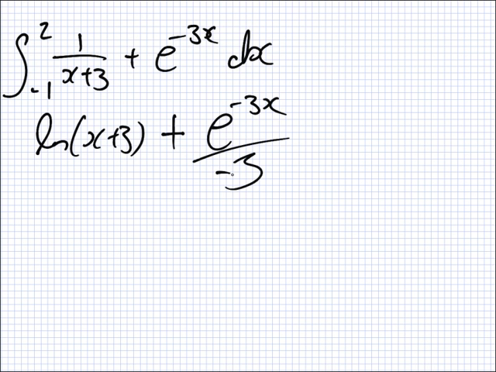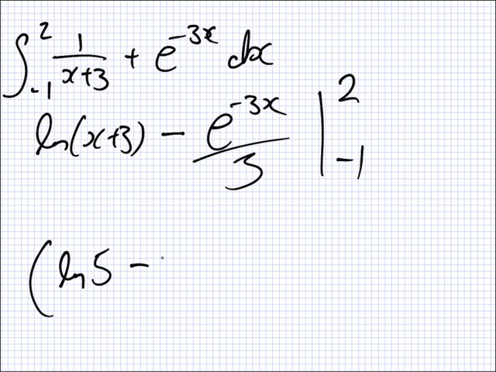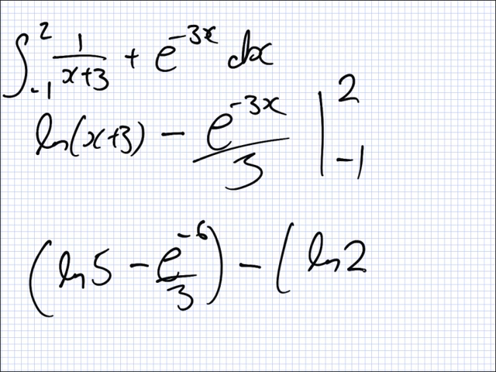If you want, you can think about it like this. Oh, I forgot that the first part was plus. Isn't it we take the negative 3 down? That's derivative. For integration, it goes under. So you have to put in 2 and minus 1. Yes. So that would be log 5 minus e to the minus 6 over 3, minus log 2 minus e to the 3 over 3.